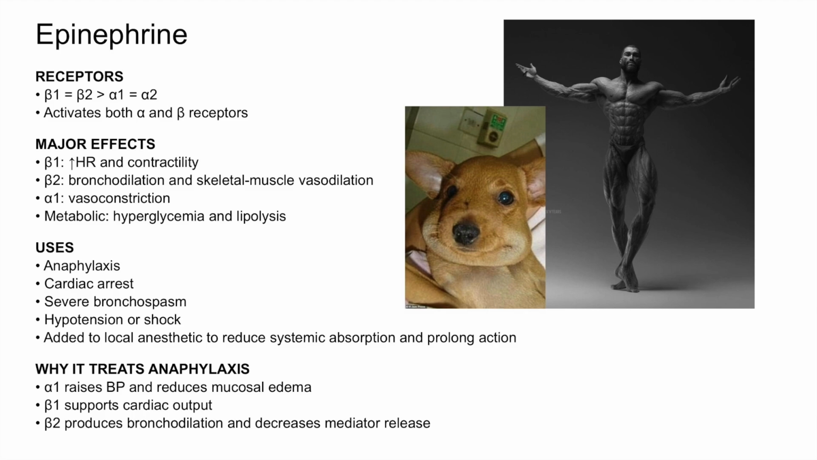So epinephrine activates essentially the entire adrenergic system, allowing it to support the heart, blood vessels, and lungs at the same time. So again, beta 1 stimulation increases heart rate and contractile force, while beta 2 stimulation relaxes bronchial smooth muscle and dilates vessels supplying skeletal muscle. Alpha 1 stimulation produces vasoconstriction, which raises blood pressure and reduces tissue swelling. And these combined actions explain why intramuscular epinephrine is the first-line treatment for anaphylaxis. It opens up the airway, limits mucosal edema, restores vascular tone, supports cardiac output, and reduces further mediator release from mast cells. The same broad receptor activity makes epinephrine useful during cardiac arrest and severe shock.